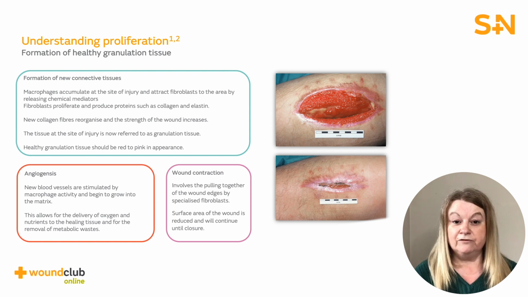As part of the proliferative phase, new blood vessels are stimulated by macrophage activity and begin to grow into the matrix. This is known as angiogenesis. This means that extra oxygen and nutrients are delivered to the healing tissue and metabolic waste can be removed. Specialized fibroblasts also pull together the wound edges, and the surface area of the wound is reduced and will continue until wound closure.